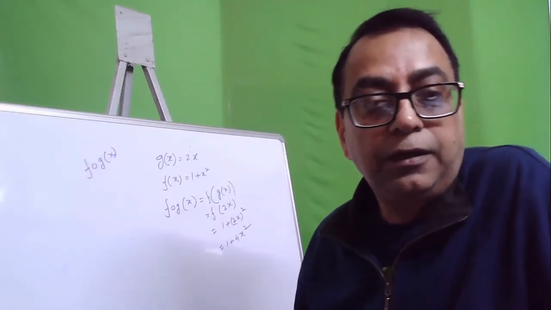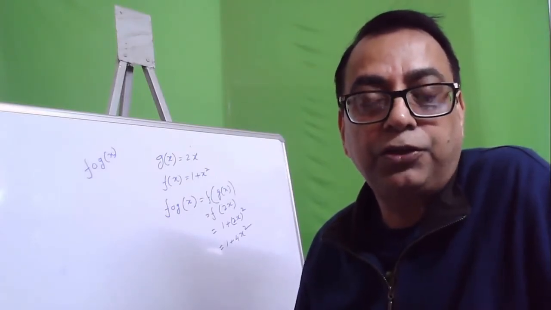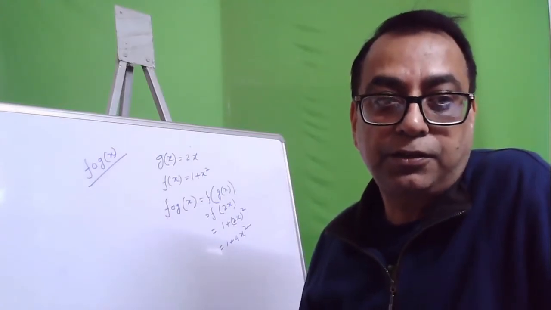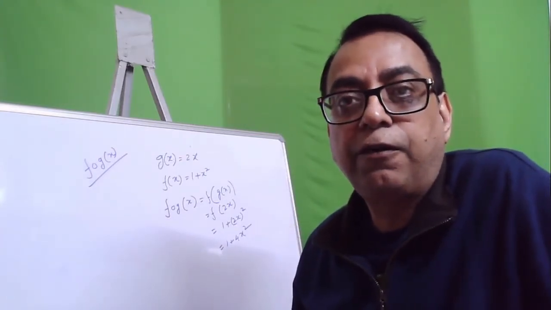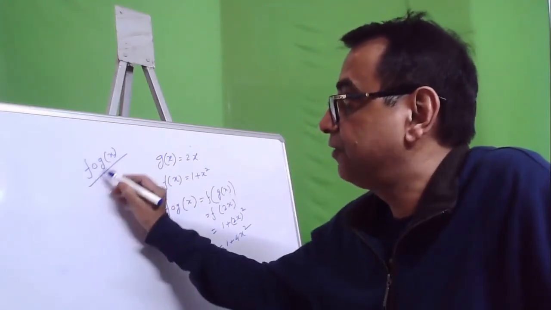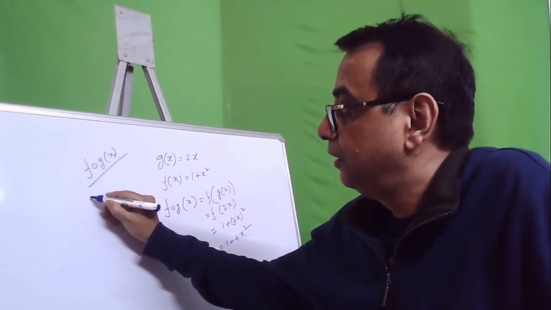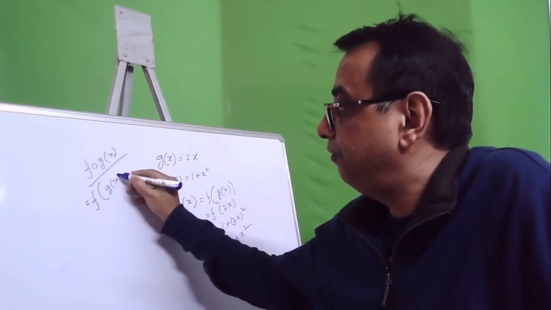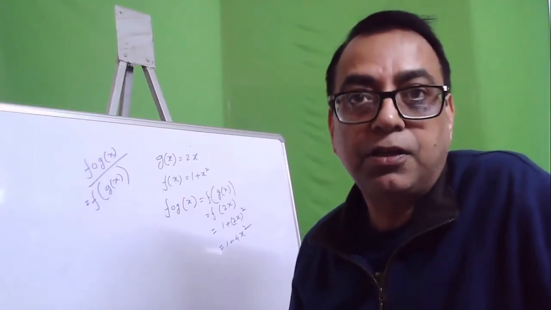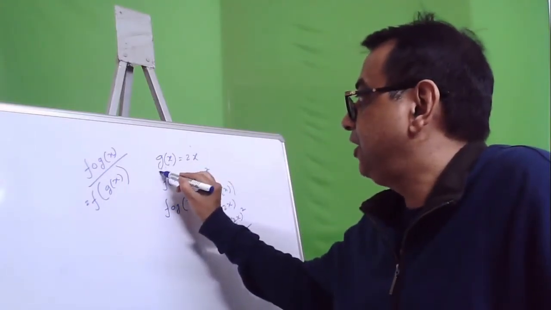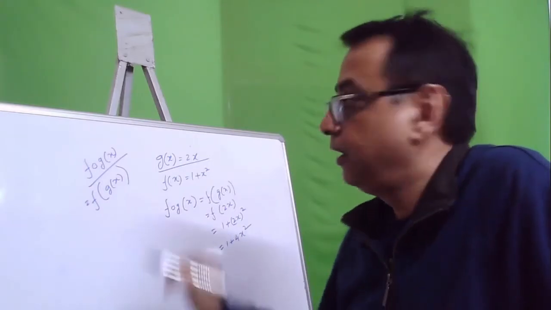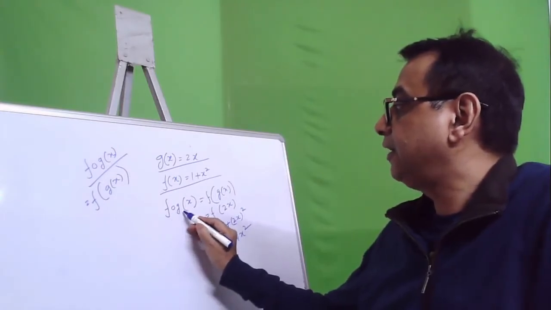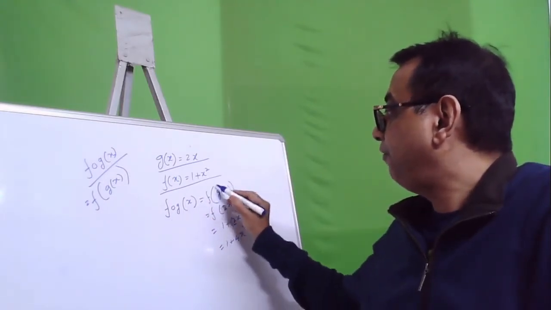One slightly different kind of function from old functions to new function is called f circle g(x), which is slightly different from f(x) into g(x). It actually means this is equal to function of g(x), f of g(x). I'll give one example, it will be clearer. Let's say g(x) is a function defined as 2x and f(x) is a function 1 plus x square.